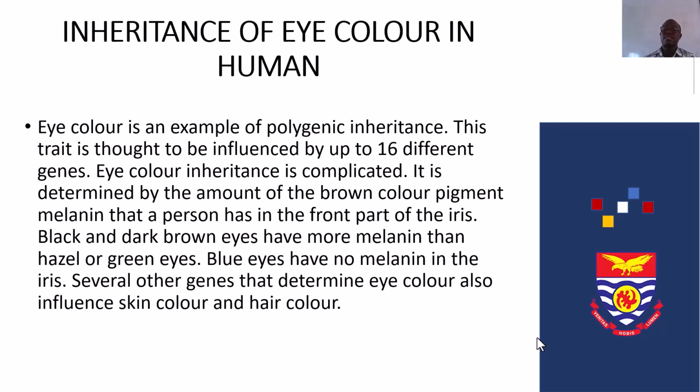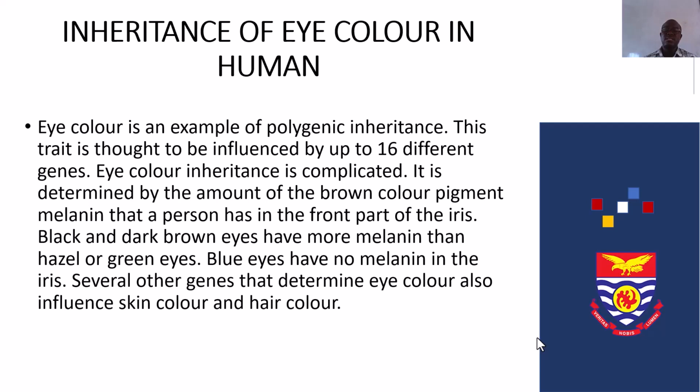Eye color is an example of polygenic inheritance. This trait is also thought to be influenced by up to 16 different genes. Eye color inheritance is complicated. It is determined by the amount of the brown color pigment melanin that a person has in the front part of the iris. Black and dark brown eyes have more melanin than hazel or green eyes. Blue eyes have no melanin in their iris.